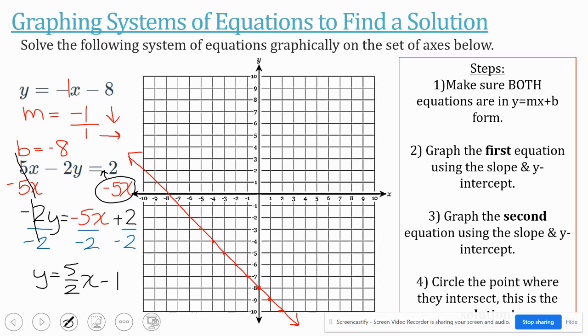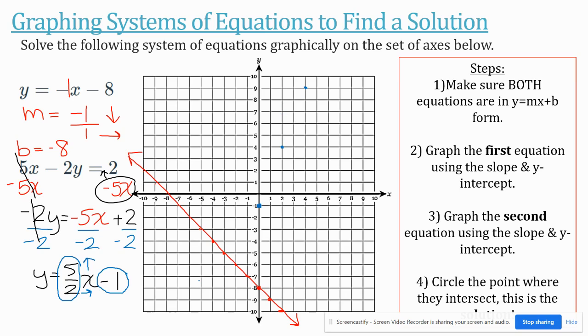Okay. Now we're going to graph this second line here. I don't have too much room to write what m and b is, so I'm going to just eyeball it from the equation. So here I know my y-intercept is negative 1. I'm going to put a point where y is negative 1, and then our slope is 5 over 2, so that means we're going to go up 5 to the right 2. So up 1, 2, 3, 4, 5 to the right 2. 1, 2, 3, 4, 5 to the right 2.